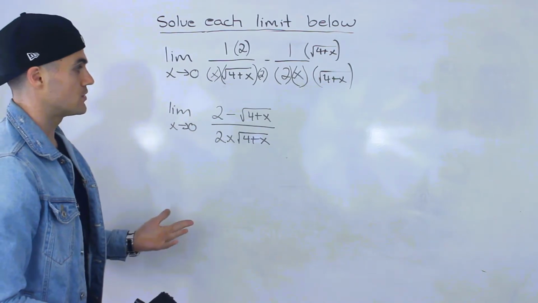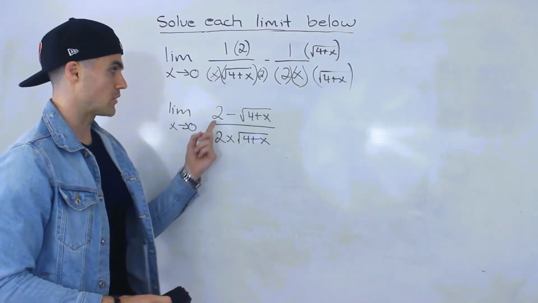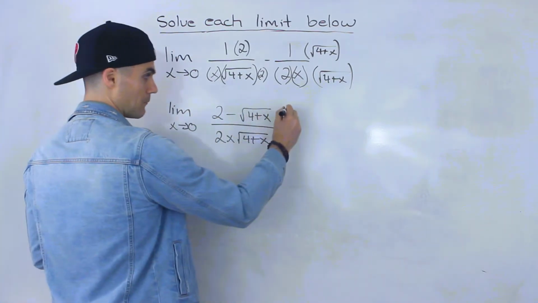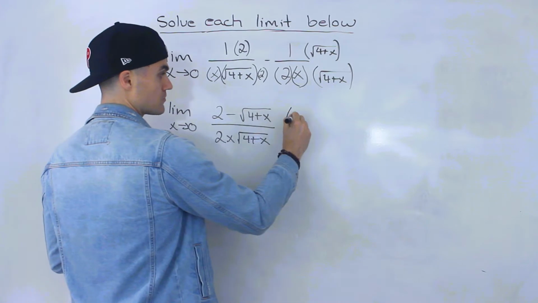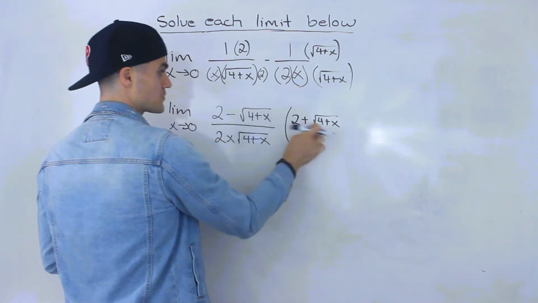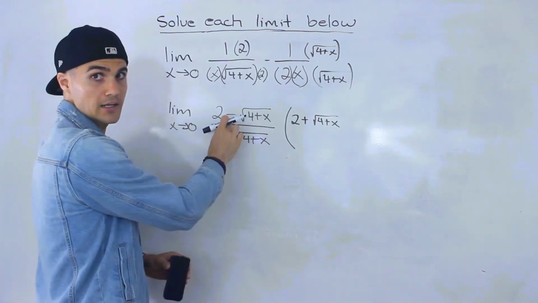And now what we can do is rationalize. We would rationalize that numerator. We can multiply by the numerator's conjugate, which would be 2 plus root 4 plus x. So those terms we keep the same, we just change the sign in the middle.